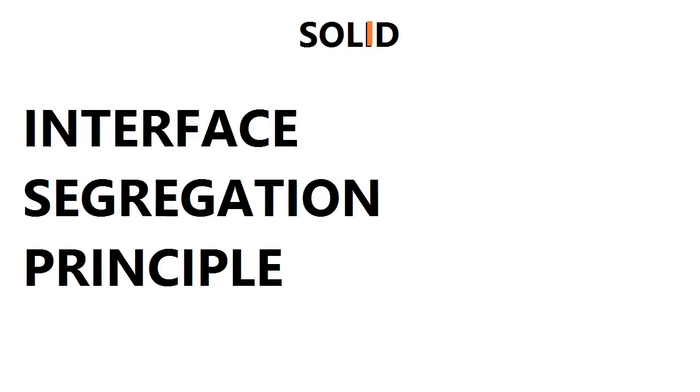And the I is the interface segregation principle. That's many specific interfaces, like abstract interfaces, are better than only a single one. So when speaking of object composition, which I don't know if I really spoke of it yet, I mentioned it.